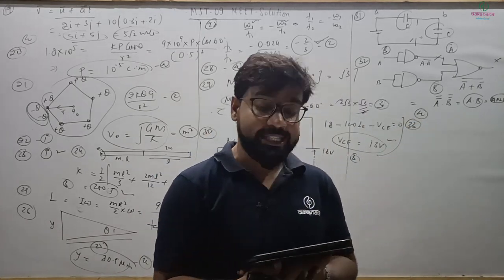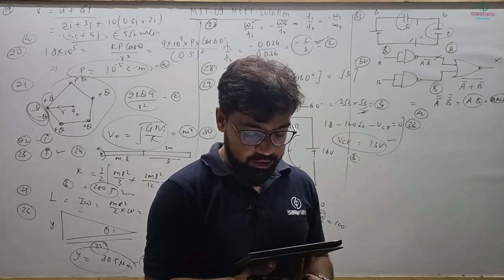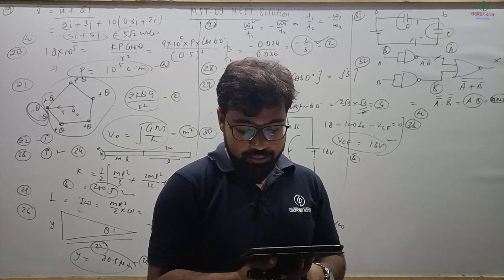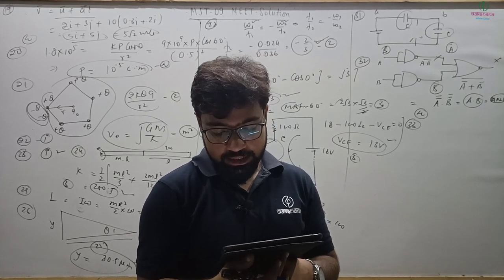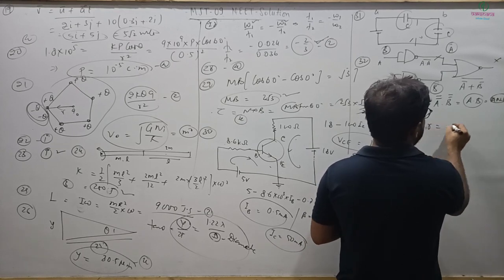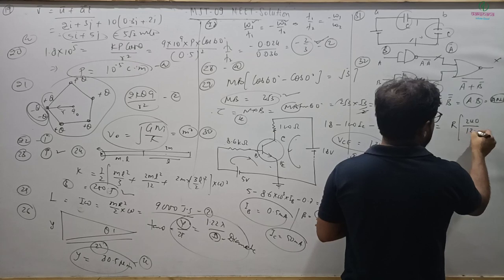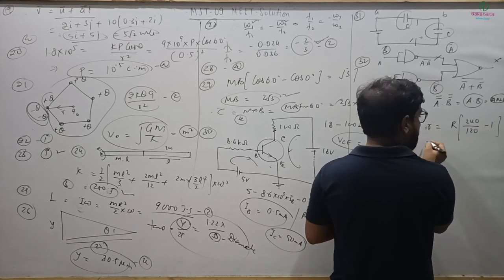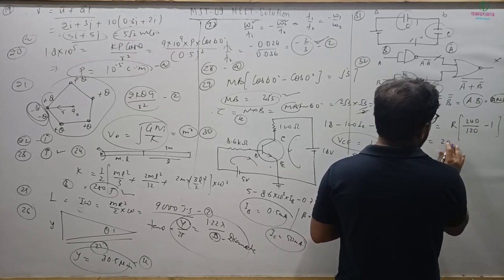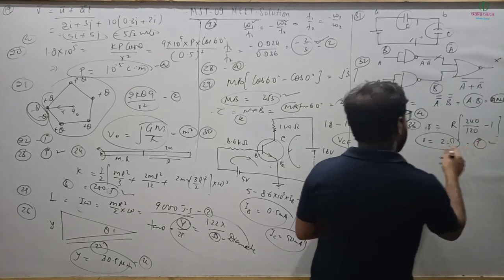number 33. In a potentiometer experiment, the balancing length with the cell is 240 cm. On shunting the cell with a resistance of 2 ohm, the balancing length becomes 120 cm. The internal resistance is asked, a standard problem. The formula is internal resistance r is given by capital R multiplied by initial balancing length over final minus 1. Solving this, it comes out to be 2 ohm, matching with box number 1.